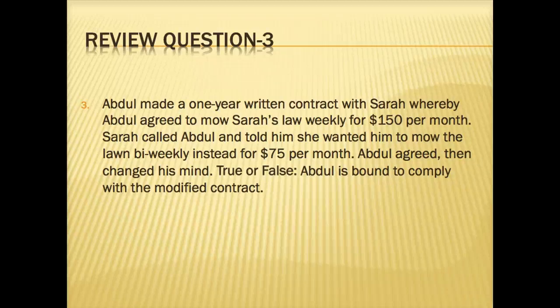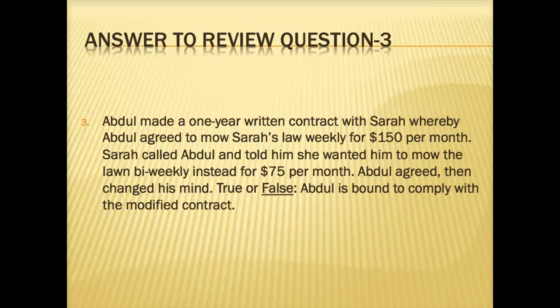Third question, Abdul made a 1-year written contract with Sarah whereby Abdul agreed to mow Sarah's lawn weekly for $150 per month. Sarah called him and told him she wanted him to mow the lawn bi-weekly instead for $75 per month. Abdul agreed. True or false, Abdul is bound to comply with the modified contract. Think about it. Pause. You've thought about it.